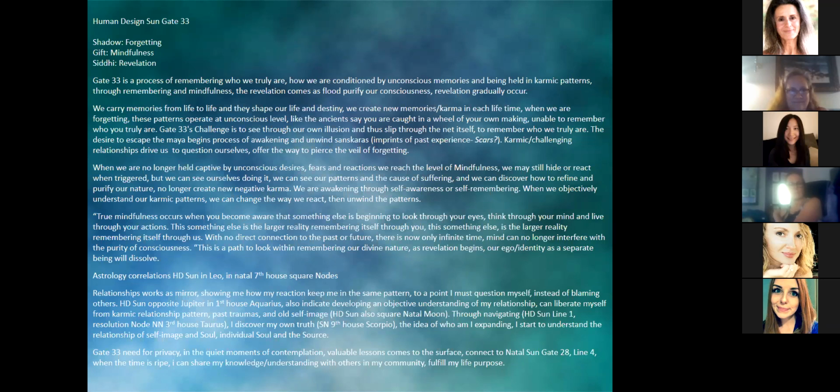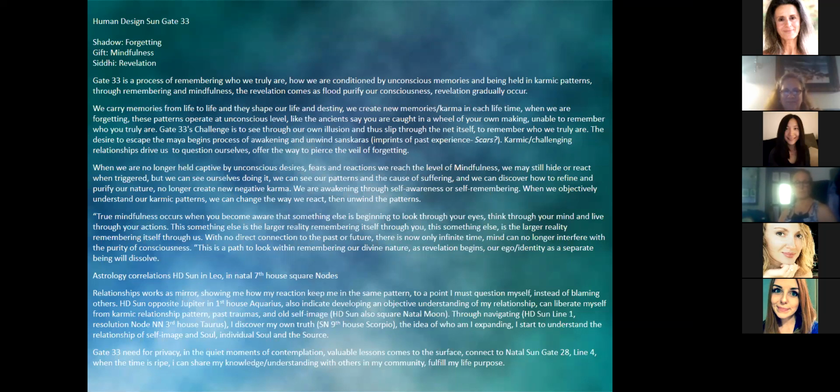Beautiful. Again, yeah, I think this is very much like what EA says. When you're evolving to a higher consciousness, the gravity of your consciousness will slowly shift from the ego to the soul itself. Yeah, so the astrology correlation: the human design sun in Leo is in my natal 7th house, squaring the nodes again. So it forms a grand cross with my other planets in the chart.